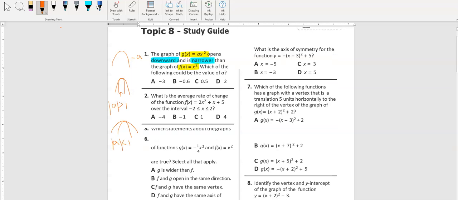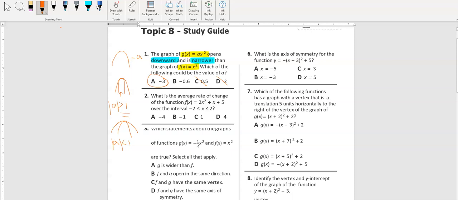So basically, because we know these 2 pieces of information, I know it cannot be C or D because a has to be negative. And because the graph is narrower, it has to be greater than 1. So a equals negative 3 is going to be our answer. Okay. Then on number 2, we're looking at the average rate of change.